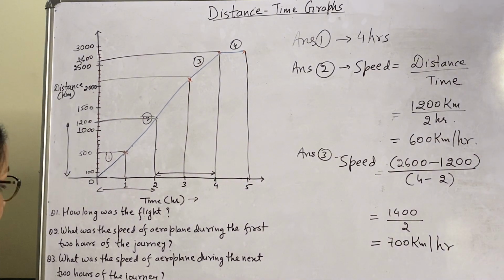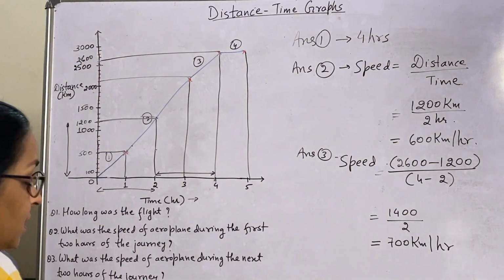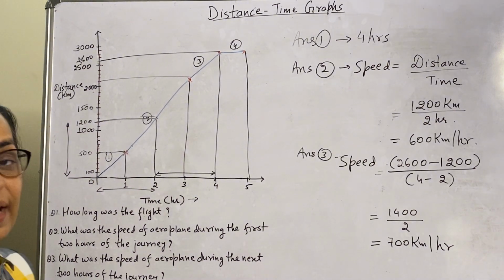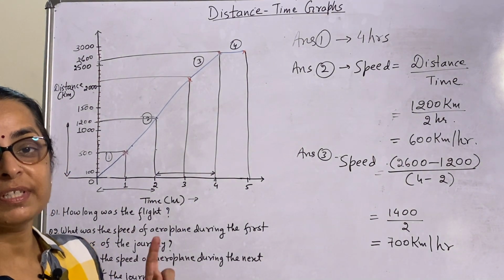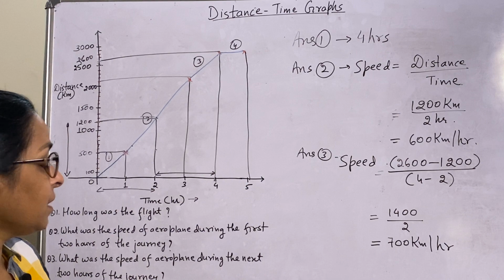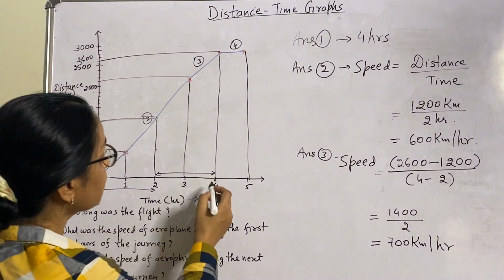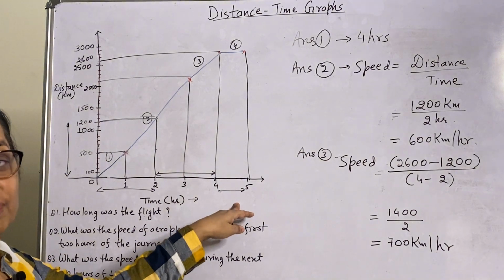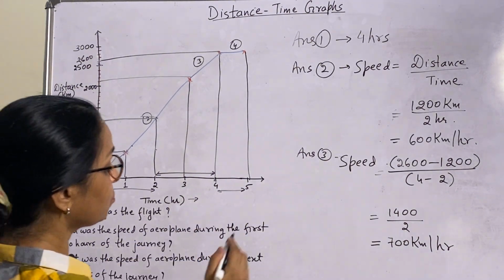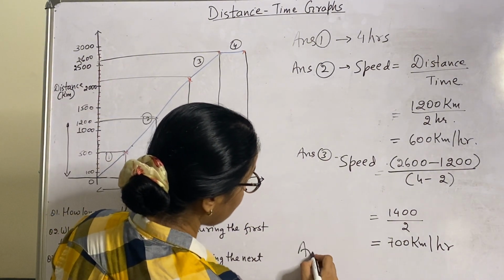Now what is question number 4? What was the average speed for the entire flight time? Do not include the time when the aeroplane had stopped. Okay, so we have not to include the time when the aeroplane had stopped. Keep that in mind. It means that the aeroplane had stopped in this time period, right? From 4 to 5, the last 1 hour, the aeroplane had stopped. So the average speed we need to find out.